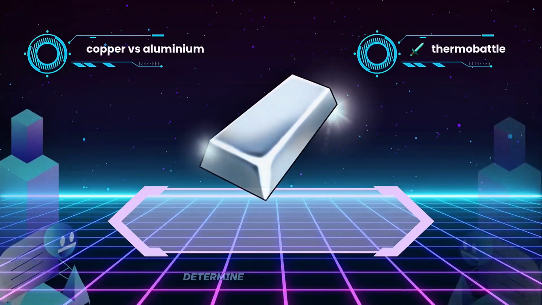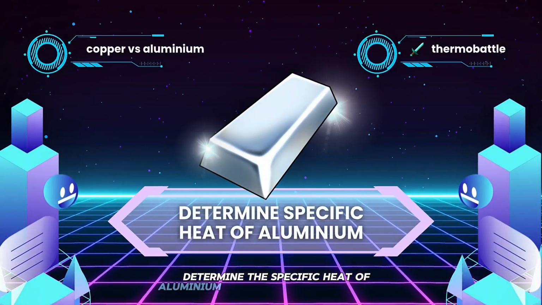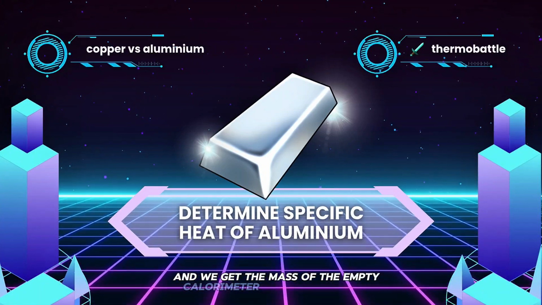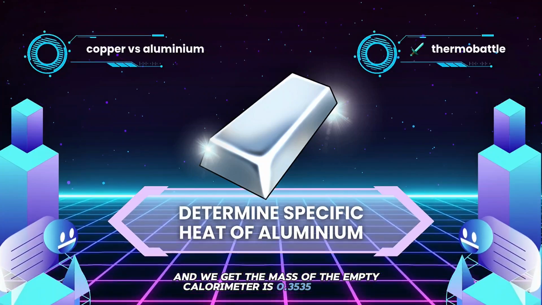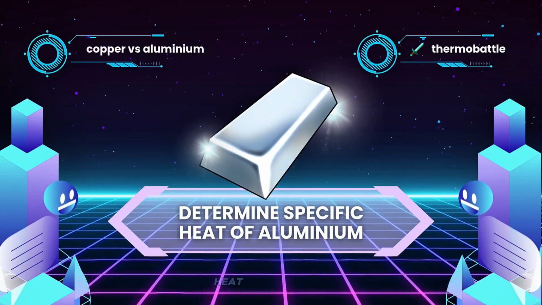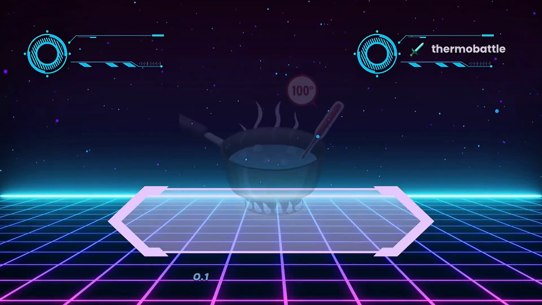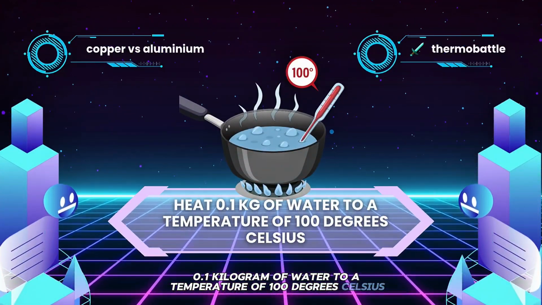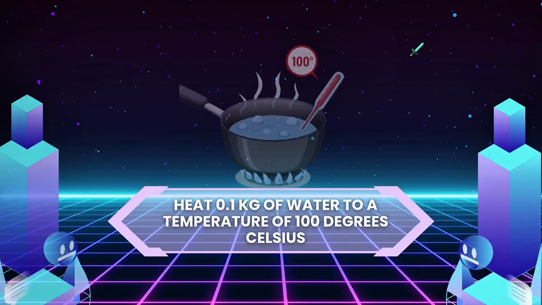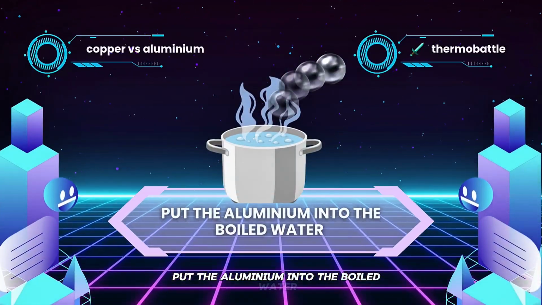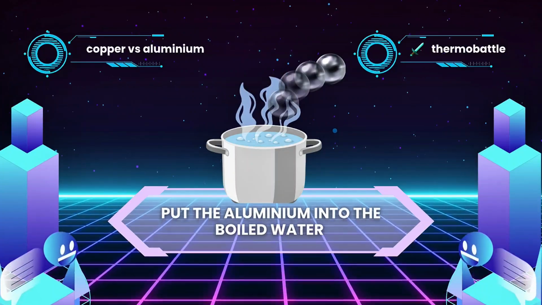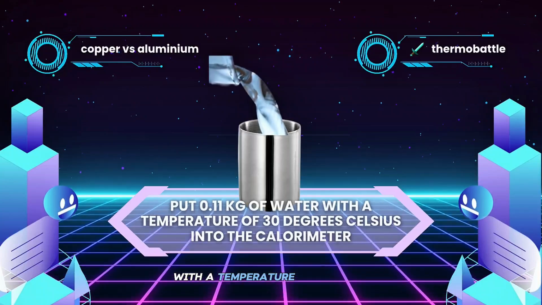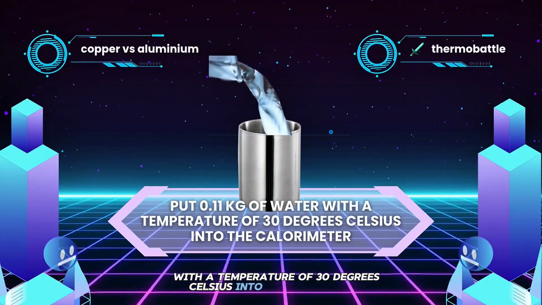And last, determine the specific heat of aluminum with the empty calorimeter, and we get the mass of the empty calorimeter is 0.3535 kilogram. Heat the water. Heat 0.1 kilogram of water to a temperature of 100 degrees Celsius. Put the aluminum into the boiled water. Put 0.11 kilogram of water with a temperature of 30 degrees Celsius into the calorimeter.